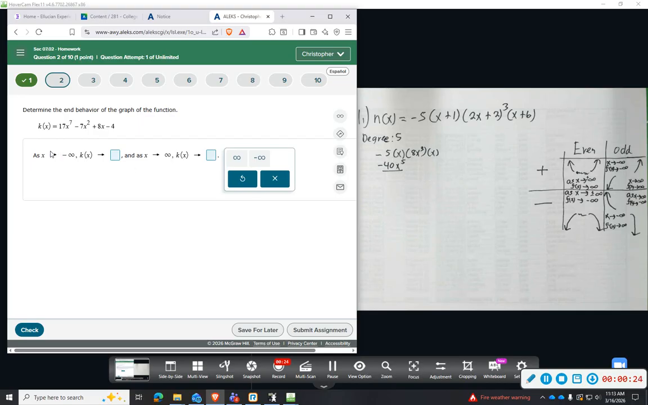So when x is going to negative, the y is also going to negative. When x is going to positive, my y value is also going to positive. So even though it says k of x, you need to understand that this is x and y values, and so don't let all the letters confuse you. It's just an x and y value, and it's a direction on a graph.